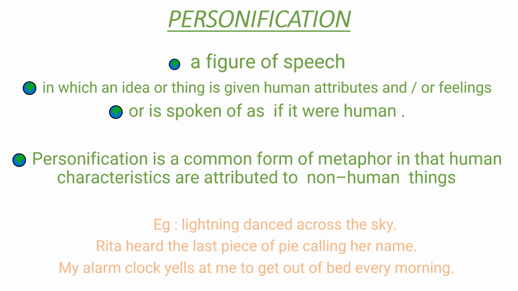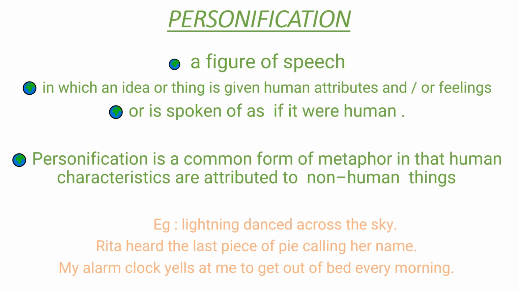Rita heard the last piece of pie calling her name. As we read the sentence, we all know that this is something that can never happen. Here we can see that the last piece of pie is calling Rita's name. Calling is a human attribute. The piece of pie is a non-living thing. Hence, we can understand that this line is also a personification.